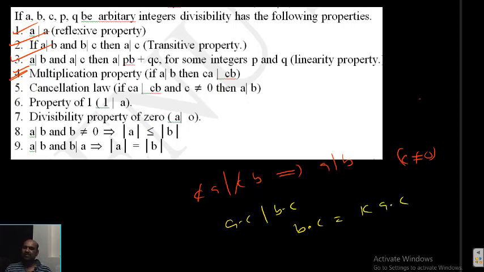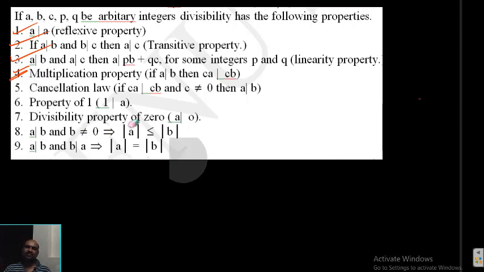Dividing throughout by c, what will we get? b equal to some k into a only. What is the meaning of that here? a divides b only. Means what happened? ca divides cb, automatically I can say a divides b. This is called cancellation property.